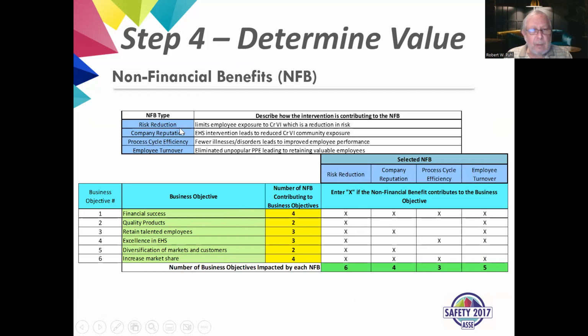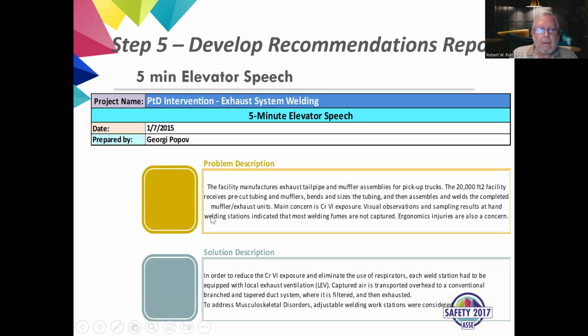Now they're up here, NFB, risk reduction. That's financial. Company reputation. EHS intervention leads to reduced external community exposure. Oh, they were dealing with it before. They weren't even getting it out of their plant, I don't think. Process cycle efficiency, fewer illnesses, disorders leads to improved employee performance. That's for sure. Employee turnover, that's good too. So those are all good things, but the safety thing is really the thing about it.